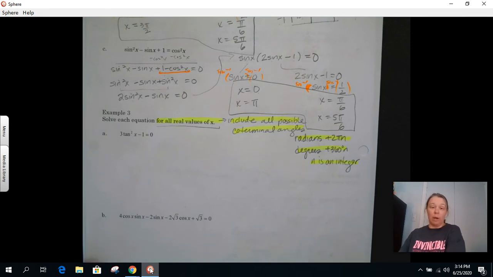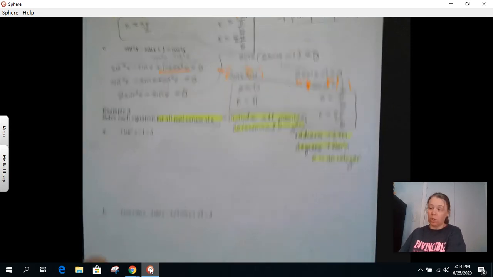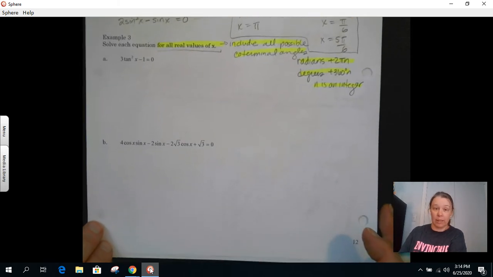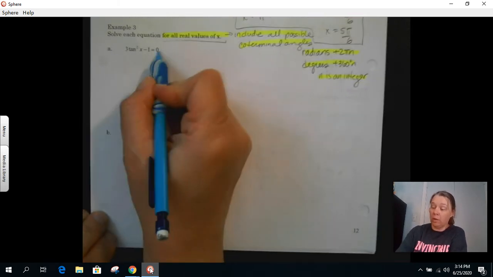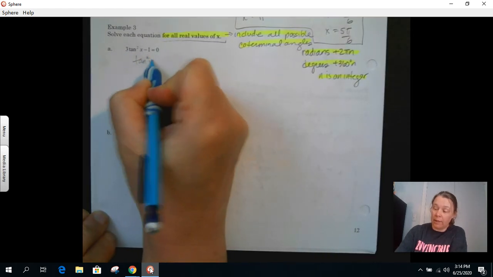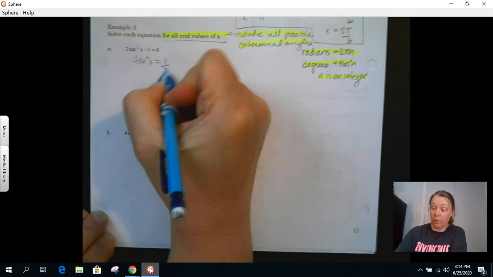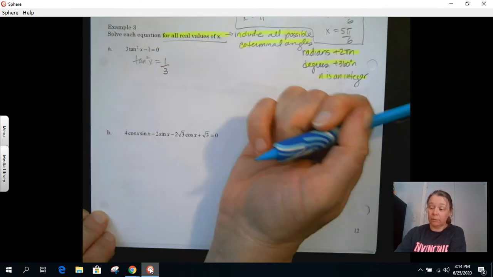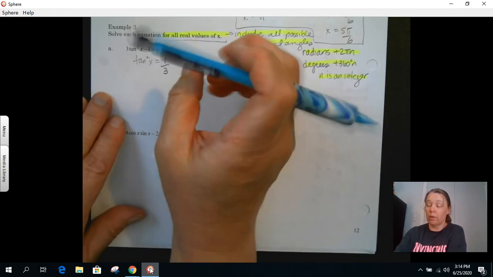Okay, so first one, I know it's got a tangent in there. It's a tangent squared, but it only has one trig function in there. So I want to get that thing by itself. So I'm going to add the 1. I'm going to divide by the 3. So I'll have tangent squared of x equals 1/3, right? I added 1 to both sides, and then I divided by 3 and get tangent squared equals 1/3.